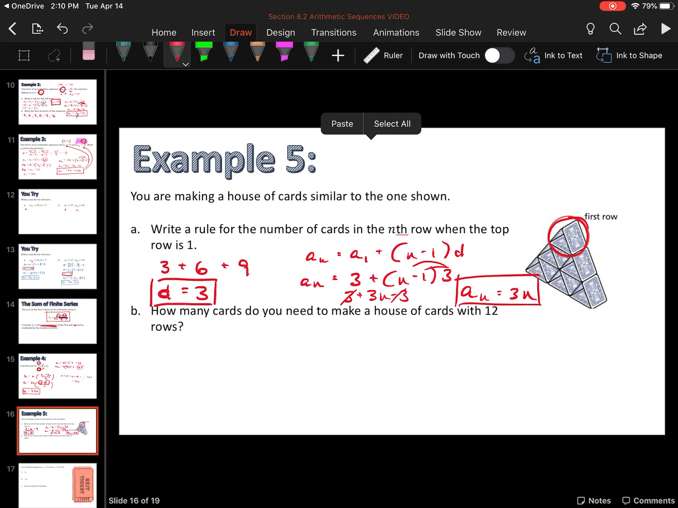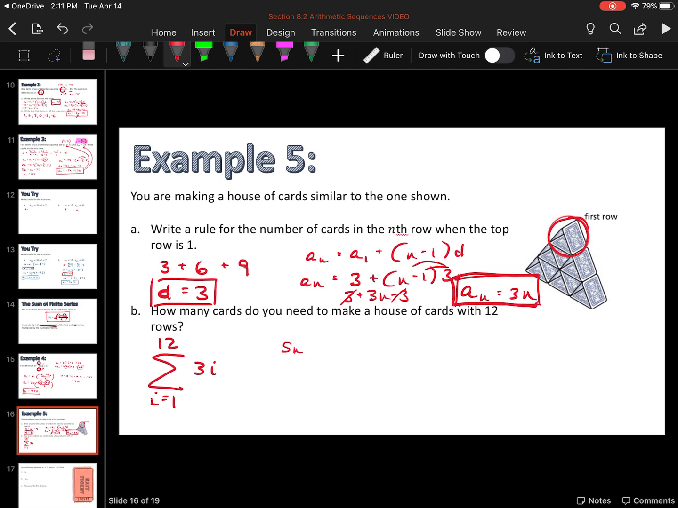For the last one here, it says how many cards you need to make a house with 12 rows. So how many total cards would you need? That means I'm adding them up. So this is a series here. We're not talking about a sequence. We need to add up each row of cards. So I'm going to say summation. I'm starting with the first row, going up to the 12th row, and we're going to add up all the cards each time. So I'm going to say it's 3i because it's going up by a common difference of 3. We got that from this prior formula right here.